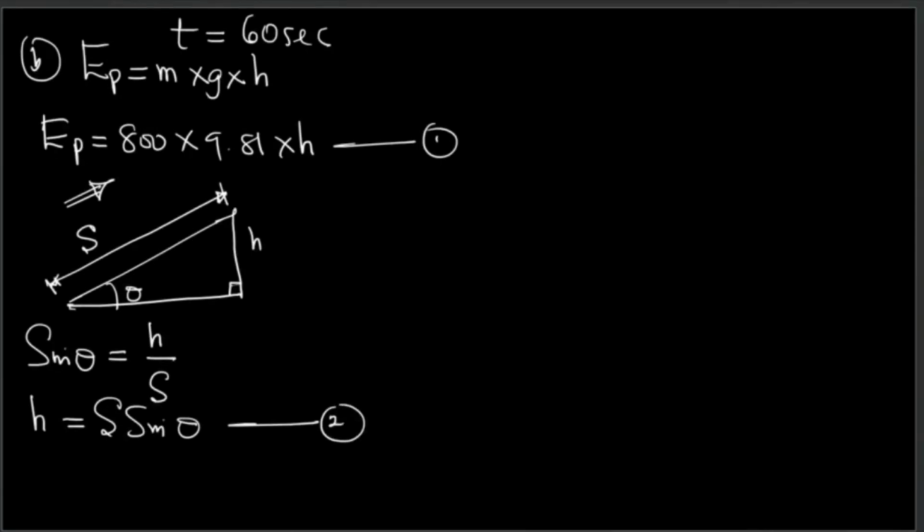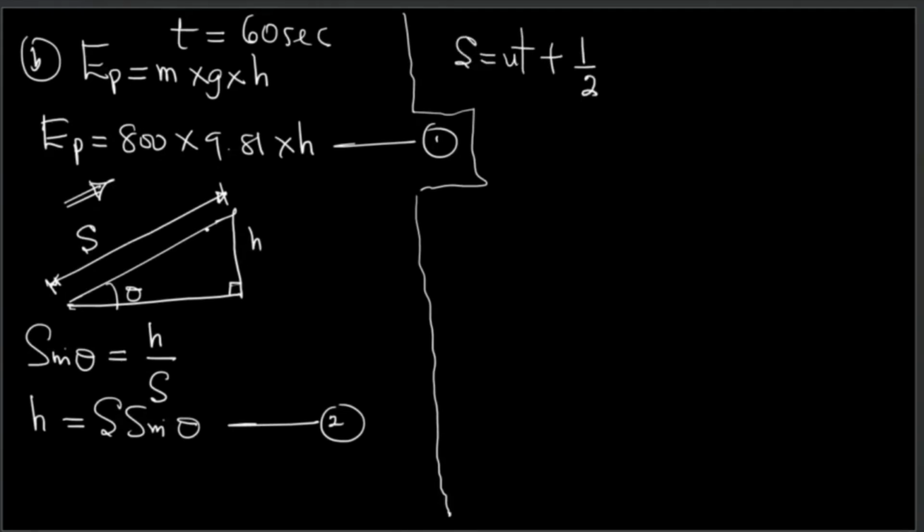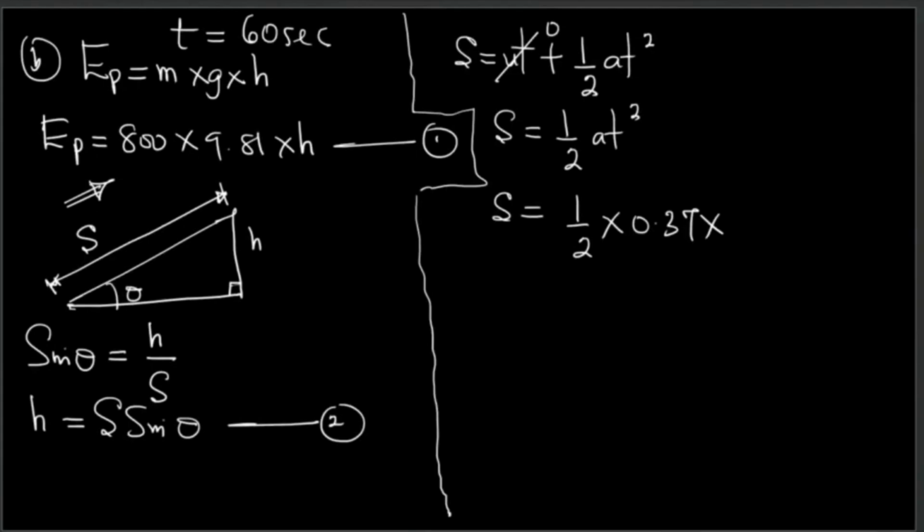With that distance, we can use any of the equations of motion. We can use s equals ut plus half at squared. Initial velocity is 0, so we can get our distance. We can use this formula, half at squared. So distance will be equal to 1 over 2 times the acceleration that we calculated there, 0.37, times the time.